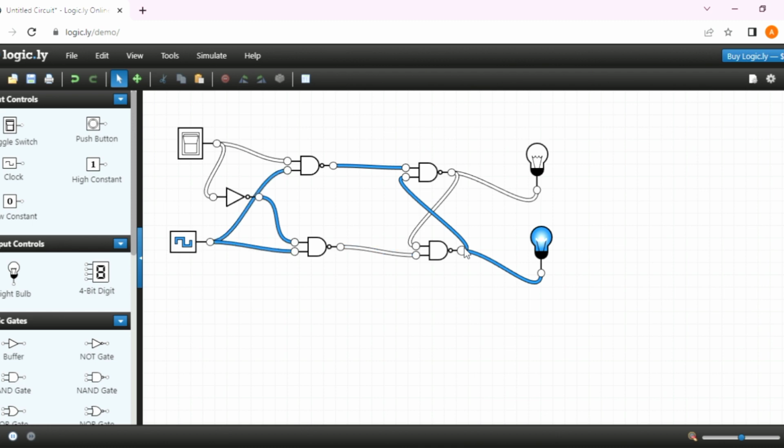So in the D flip-flop, when the input is 0, the present state is 0 and the next state is 1. When the input is 1, the present state is 1 and the next state is 0. So this is the circuit diagram of the D flip-flop.